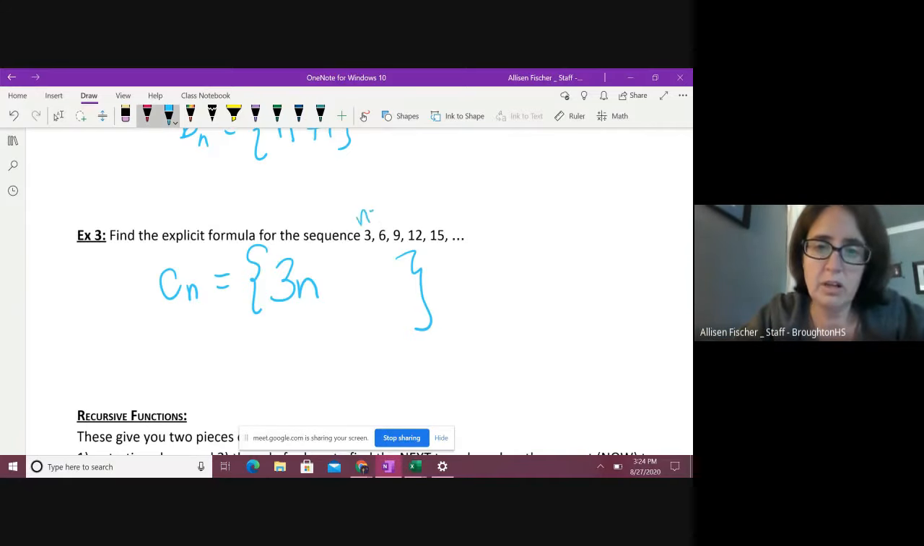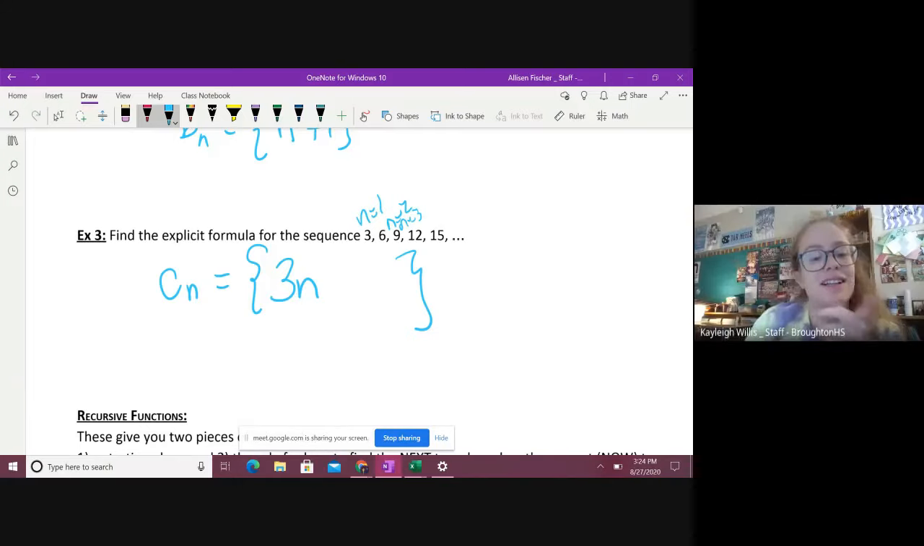When n equals 1, we want it to equal 3. And when n equals 2, we want it to equal 6. And when n equals 3, we want it to equal 9. Do we have to add or subtract anything from the 3n? No, ma'am. No, so that's it.